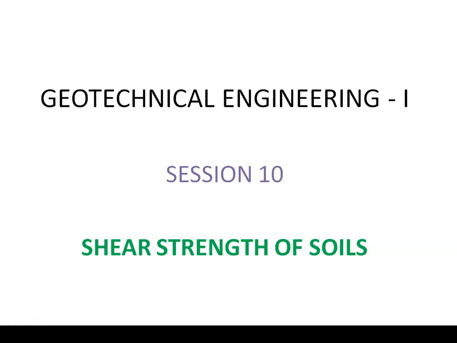Welcome to session 10. We know that the soil properties are basically divided into two types, index properties and engineering properties. The three engineering properties of a soil are permeability, compressibility and shear strength. Compressibility is nothing but compaction and consolidation. In the previous sessions, we discussed two engineering properties, that is permeability and compressibility. In this session, we will discuss the third engineering property, that is shear strength of soils.